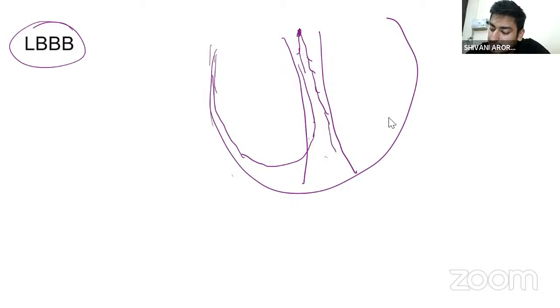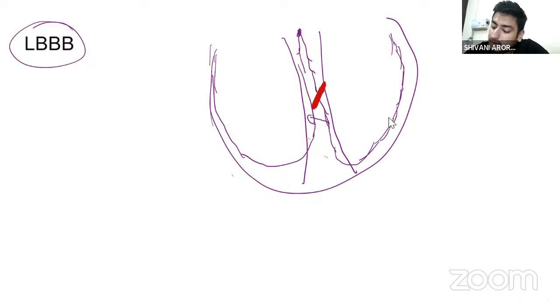Also, the left bundle branch depolarizes the ventricular septum too. So when there is a left bundle branch block, that is, here the left bundle branch is blocked, now the depolarization of the ventricular septum would not occur from left to right. Clear? So the depolarization of the ventricular septum would now occur from right to left.